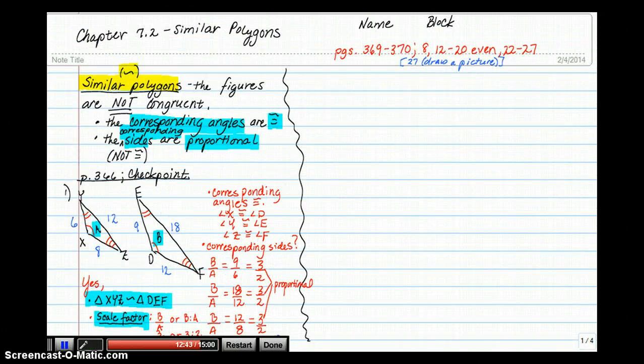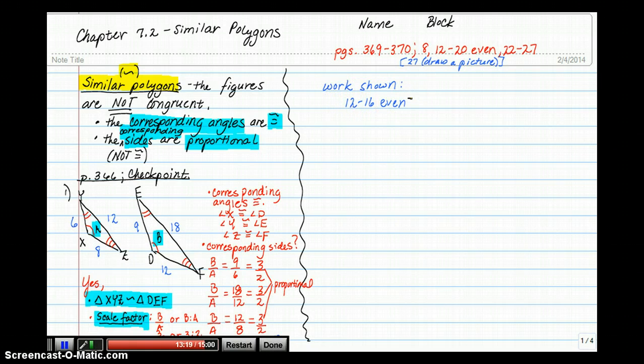All right, now we're going to 12 through 20 even. We're going to start with 12 through 16. On 12 through 16, it says determine whether the polygons are similar. If they are similar, write a similarity statement and find the scale factor of figure B to A. Make sure you do it in that order, figure B to A, just like we did in our notes. So on 12 through 16 even, you need work shown.